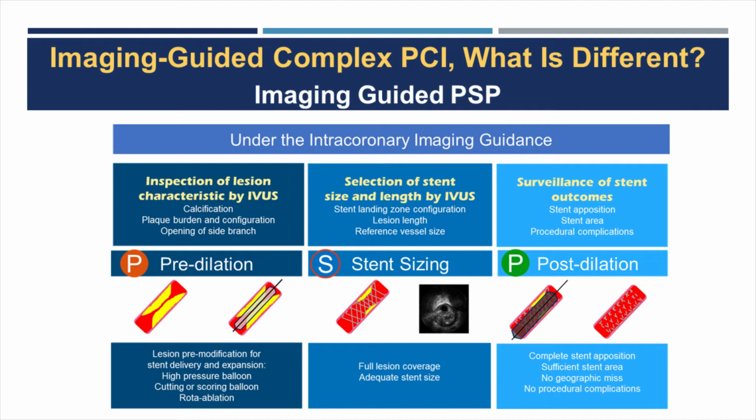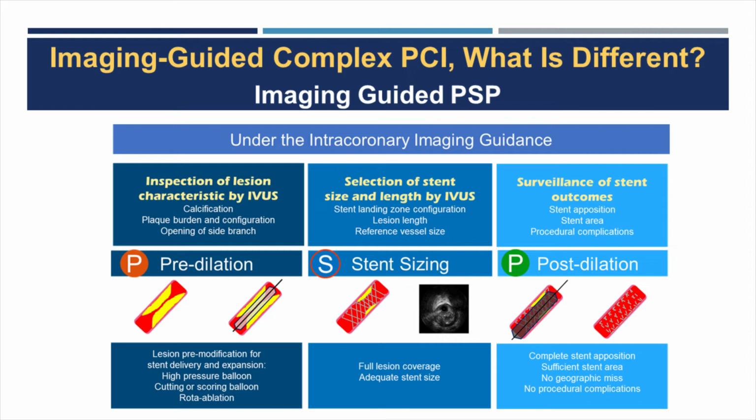What matters in image-guided PCI, you should remember the PSP philosophy: pre-dilatation, stent size, and post-dilatation. During the pre-dilatation stage, you advance your IVUS catheter to inspect the lesion, to see the lesion characteristics for calcification, plaque burden, and opening of the side branch. If it is not okay, then you can optimize by pre-dilatation as much as you require. You go for NC balloon, scoring balloon, if you need rotablation, if you need IVL balloon as well.